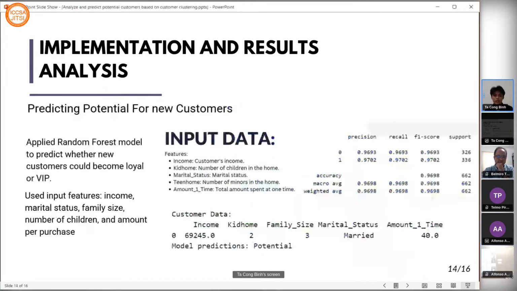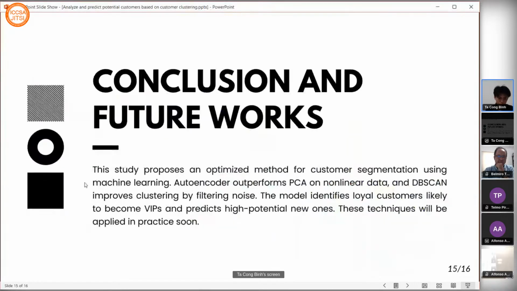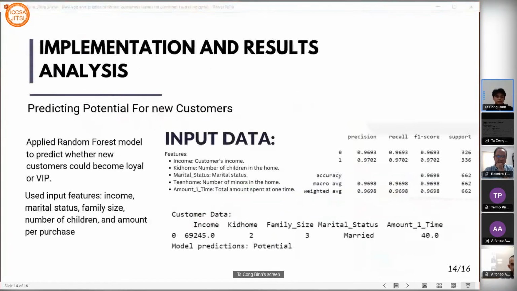And the last, after evaluating several models, we selected Thunderfresh as it offers the best performance in identifying potential high-value customers based on behavioral similarity. For this purpose, we focus on the 5 key features: income, marital status, family size, and the amount of money spent on purchases.